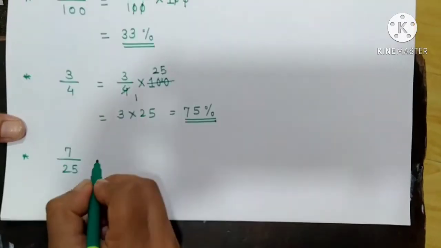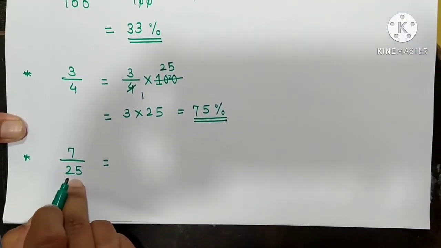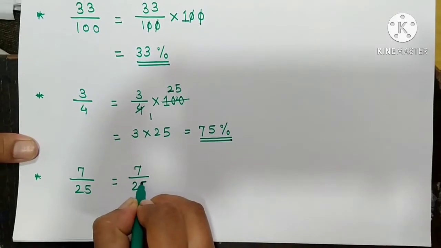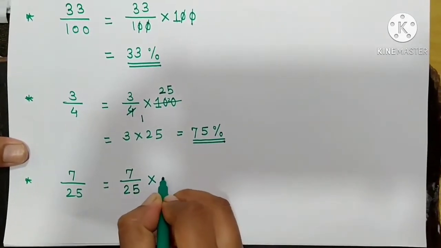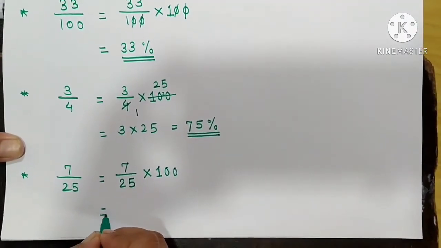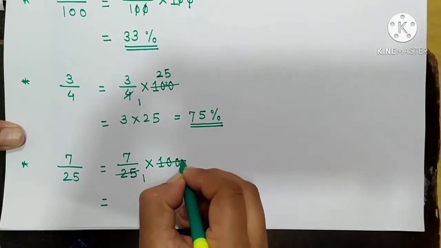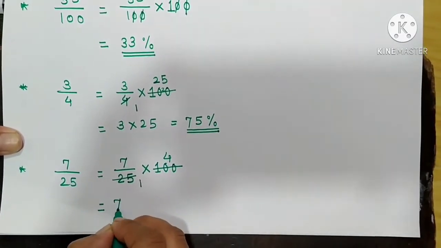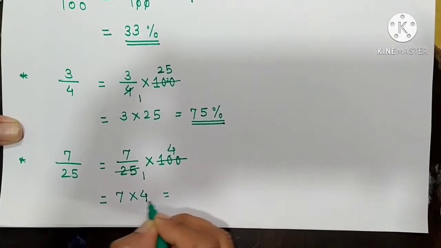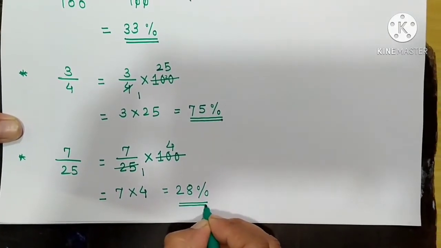Now I am going to solve another example. 7 upon 25. This is the fraction and we have to convert this fraction into percentage. So write first of all the fraction as it is, 7 upon 25, and multiply this fraction by 100. Okay, so 25 ones are 25, 25 fours are 100. Then we'll get 7 multiplied by 4. So 7 fours are 28. So 28% is our answer.